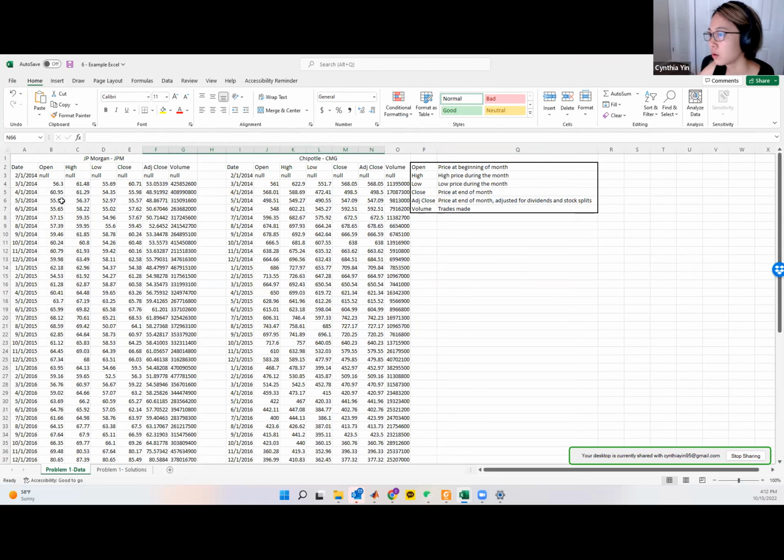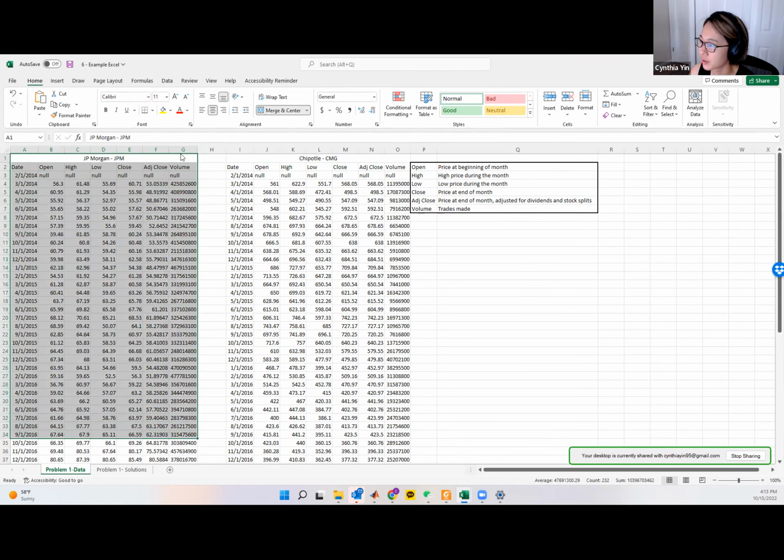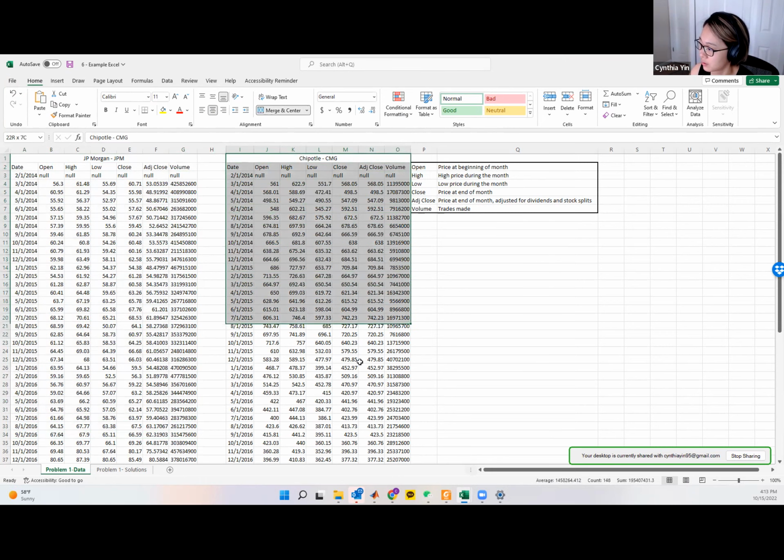So usually when you get the data from the data provider, Yahoo Finance, for example, it will have a lot of information, and these are usually the ones most commonly used. First of all, this whole portion is for JP Morgan, JPM, and this whole portion is for Chipotle. And we have the monthly data.